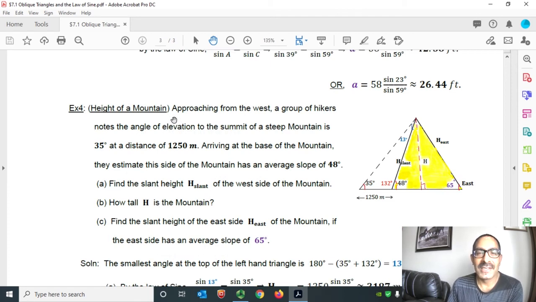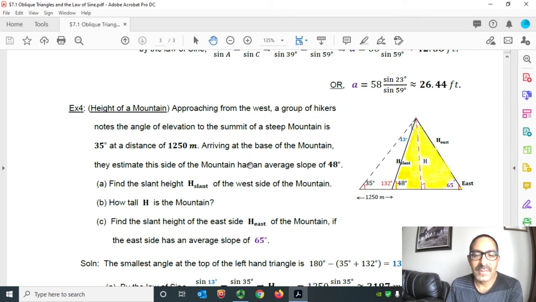Example 4. This is an application type problem. Let's find the height of a mountain. Approaching from the west, means going from this way, from the west. This is east, this is north, this is south. Approaching from the west, a group of hikers note the angle of elevation to the summit of a steep mountain is 35 degrees. At a distance of 1,250 meters, this distance is 1,250 meters.